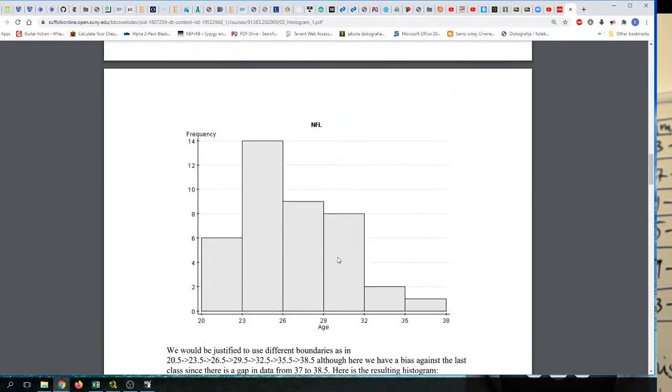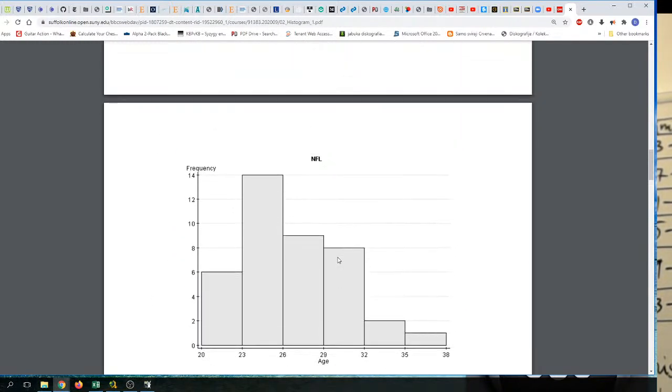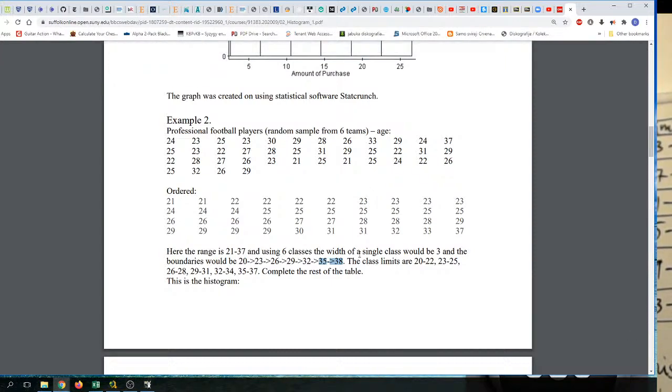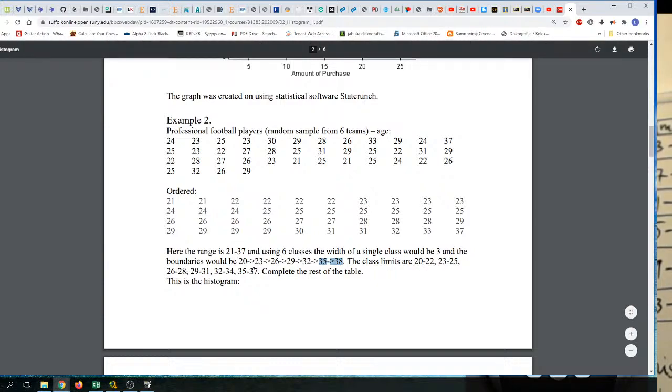Okay, here's my table. Here's my histogram. I'm asking you here to complete the table yourself. You can do that. So what is going in the table? First class, second class, third class, fourth class, fifth class, sixth class. What are the limits? I already wrote them down there. 1, 2, 3, 4, 5, 6.